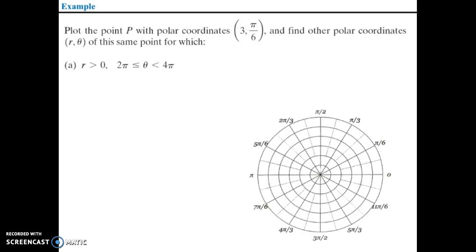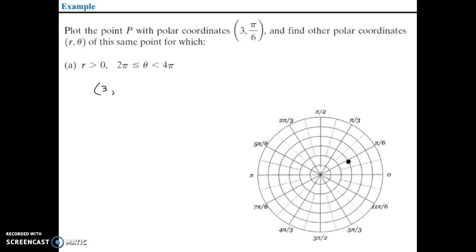Okay, so I'm going to first of all plot that point just real quick. I'm going to go out to pi/6 in rotation and travel out 3. Now I'm going to find a whole other rotation that gets me that exact same point. It already says that r has to be positive, so I'm still going to use the radius of 3.